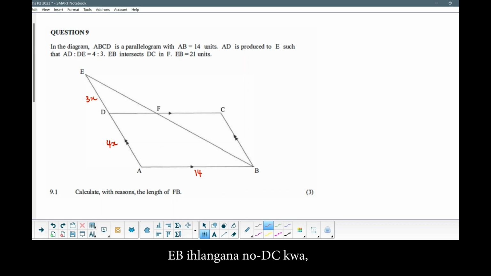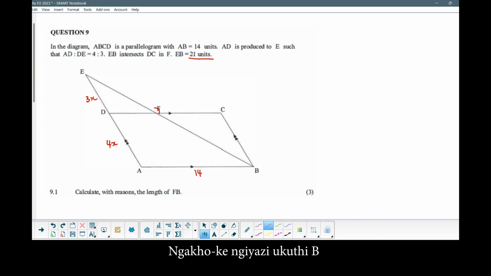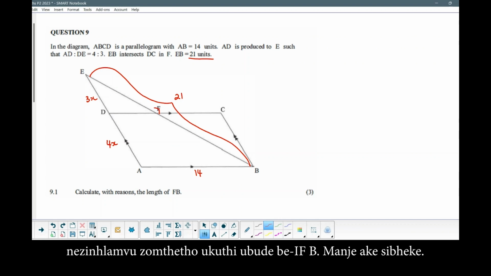EB intersects DC at F, that's that point there, and EB is equal to 21 units. All right, so now this is a measurement. So I know that EB is 21. They want us to calculate in 9.1, calculate with reasons the length of FB. Now, let's have a look at FB.